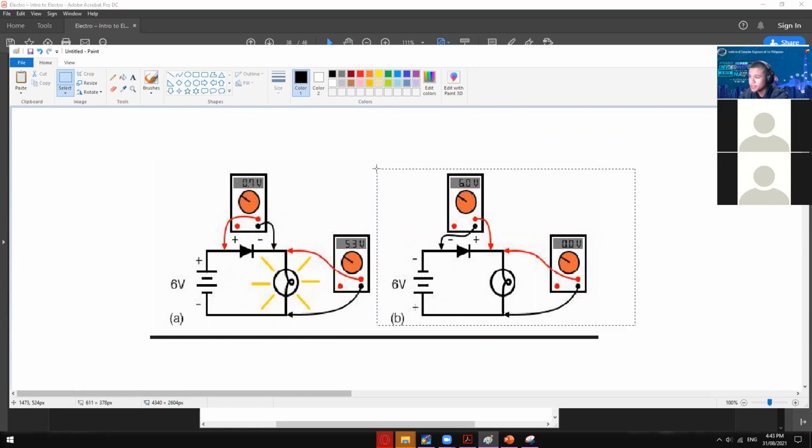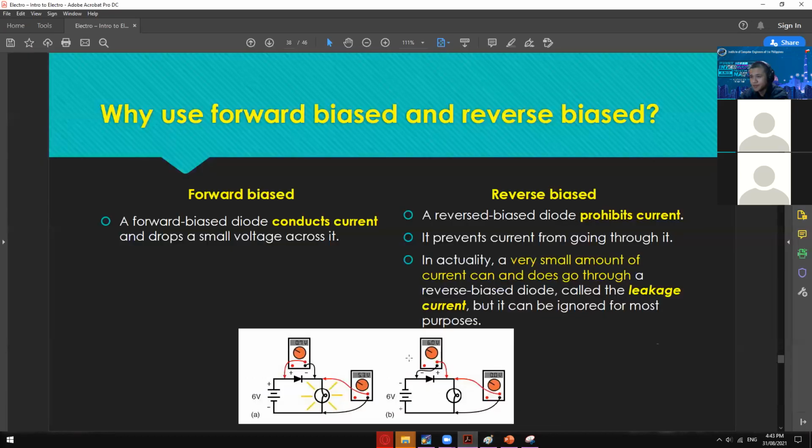Okay. And then for the reverse bias, so it's the other way around. So dito pa lang pinipigilan niya na yung voltage. So we have a reading of 6 volts and then 0 volts on this bulb. Okay, or 0 current on this bulb right here. All right. So I hope we're clear with that one.